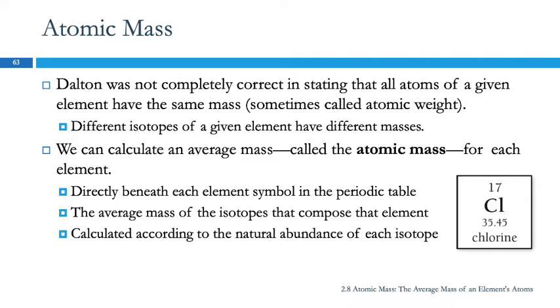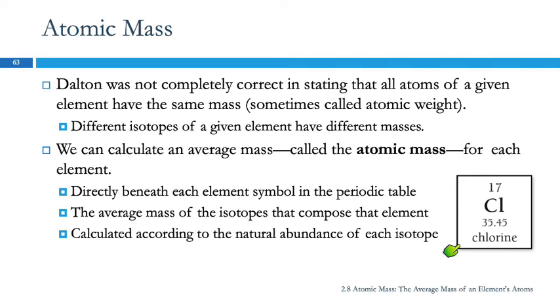So we need to know masses of the different elements, but we're not dealing with single atoms. We're dealing with gazillions of atoms at a time, right? So what we need is the average mass. And we refer to that as the atomic mass, the mass of an atom. And this number can be found in the periodic table.